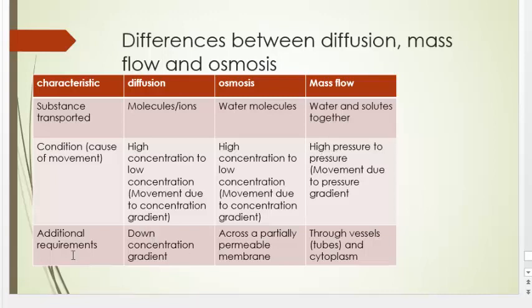And in addition, additional requirements in diffusion kuna down concentration gradient, kwamba material yana move down ya concentration gradient. Osmosis ni across a partially permeable membrane, while in massive flow through vessels ambazo ni tubes and the cytoplasm. Okay, so that is the last part of our introductory part of transport of material.